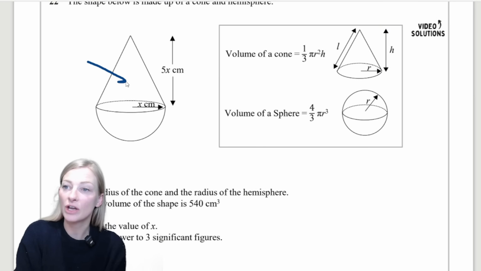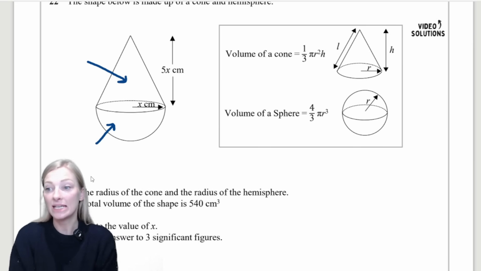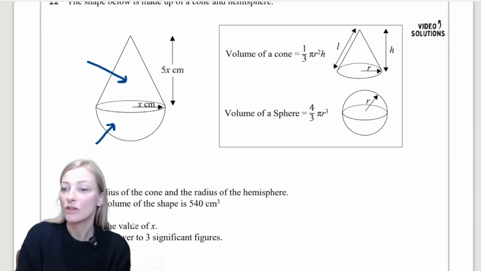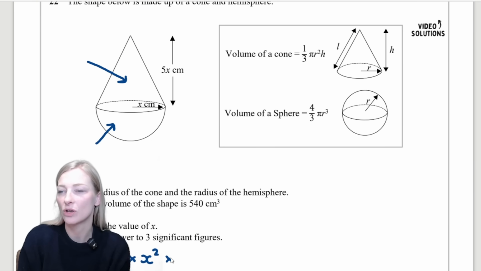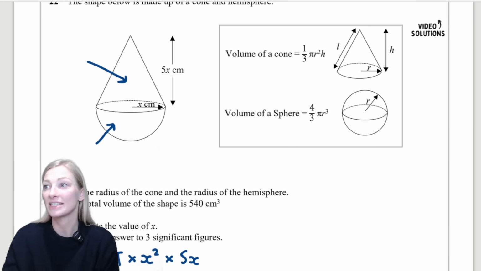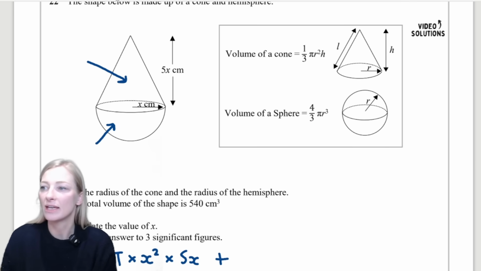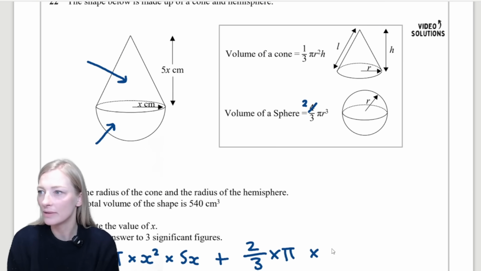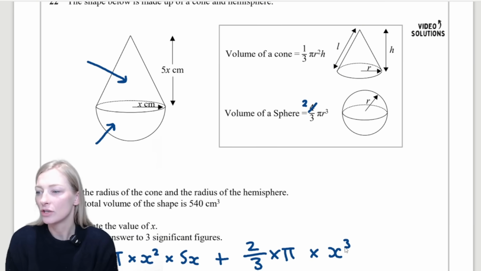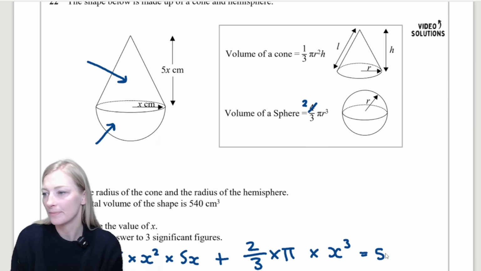So we know that the volume of the cone add the volume of the hemisphere equals 540. So let's start by writing that. The cone is 1/3 times pi times x squared times 5x. That's using 5x as the height and the radius is x as well. Add. Now, for a hemisphere, instead of doing 4/3 pi r cubed and dividing it by 2 after, you can just make it 2/3 pi r cubed, and it just makes your life a little bit easier. That's half as big. So 2/3 times pi times the radius, so x cubed, and that equals 540.